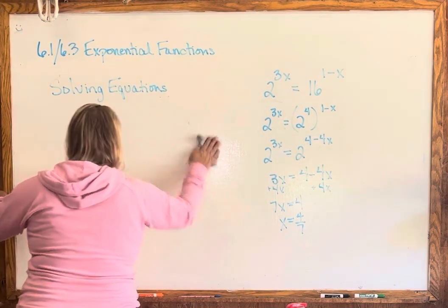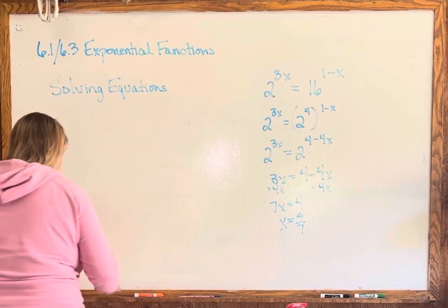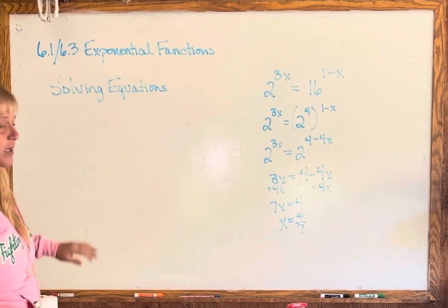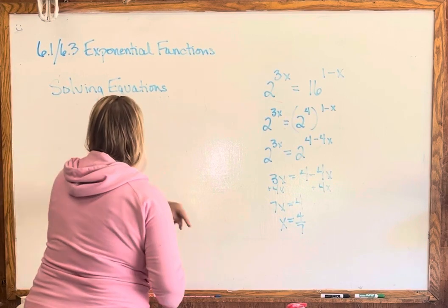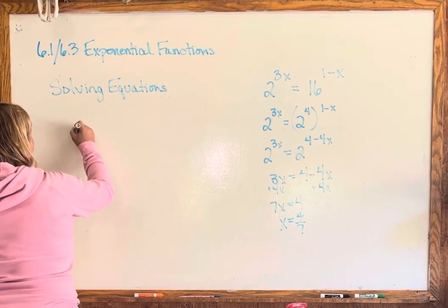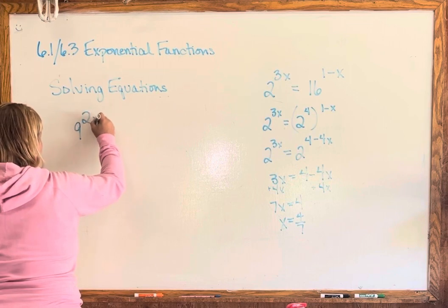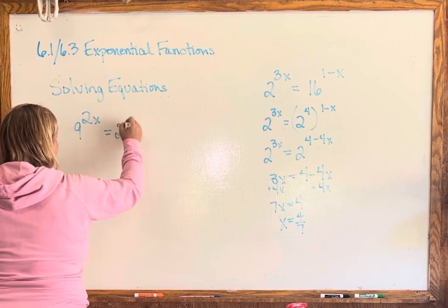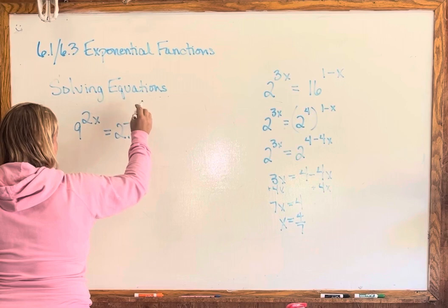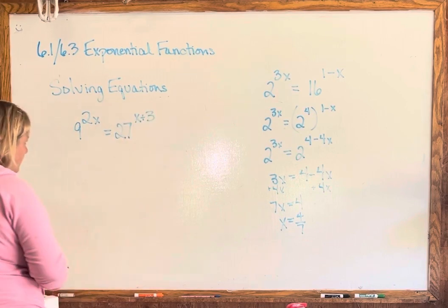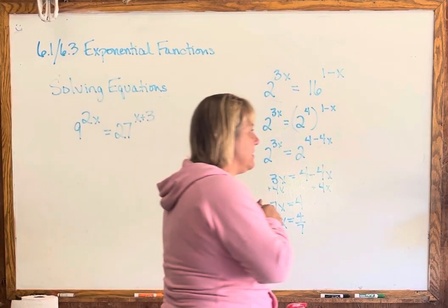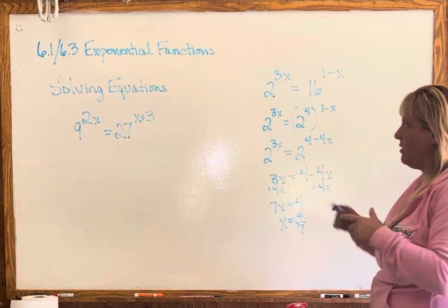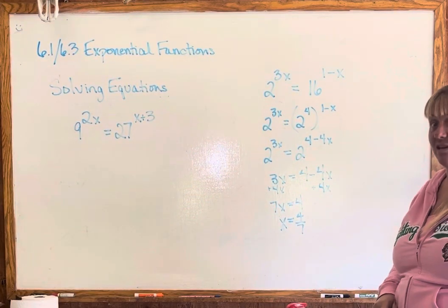Okay, I don't have this one written down, so I just have to make it up here. So let me use my brain for a minute. Okay, let's say we have 9 to the 2x equals 27 to the x plus 3. Now, at first glance, you might say, that doesn't seem any uglier than the one we just did, but there's a problem with this one.